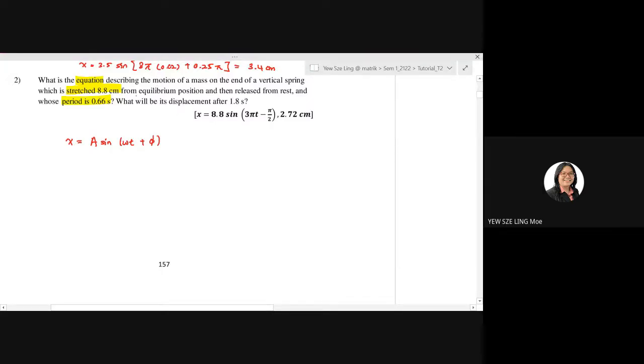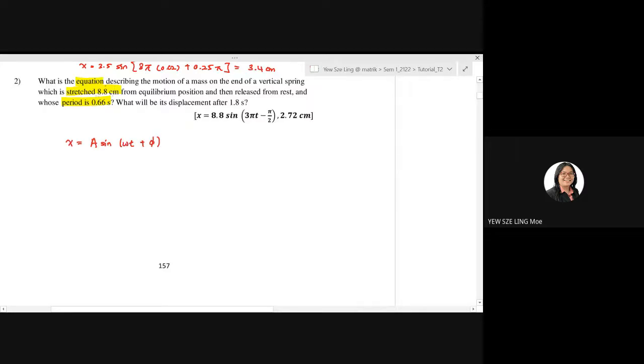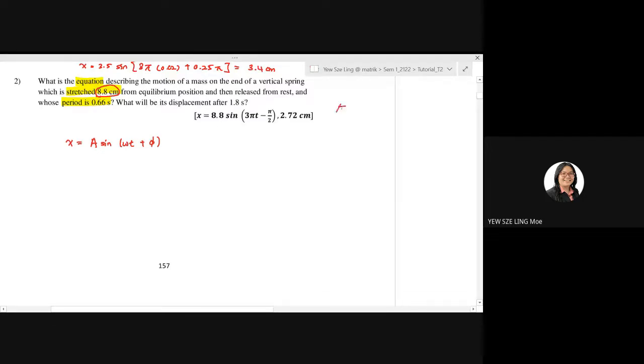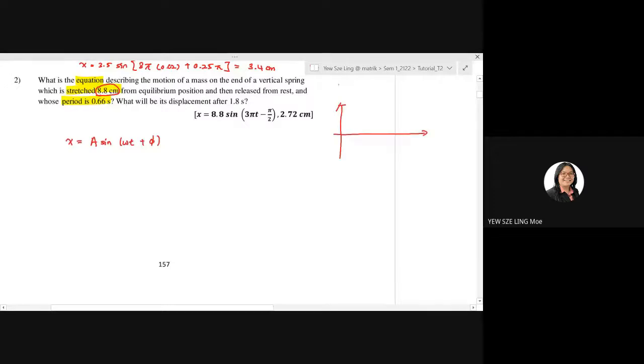Now, if you look at this question, you stretch a spring and then you release it. You stretch it until 8.8 cm. The place where you release the object would be our maximum displacement, that would be our amplitude, which means you release this object from the maximum displacement.